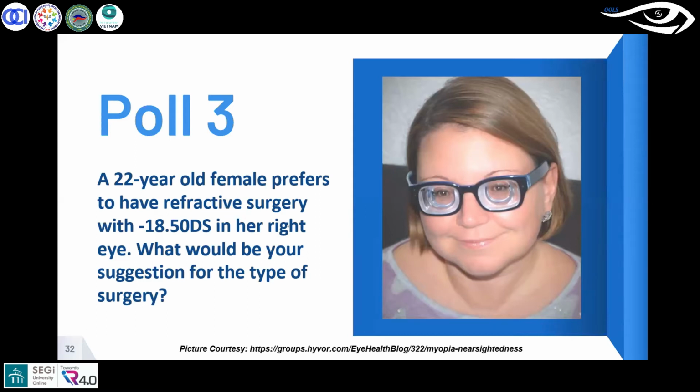Quite a mix between implantable collamer lens, ICL, and femtosecond LASIK. 48% want to go for ICL. About 40% say they would probably recommend femtosecond LASIK, and 12% say smile refractive surgery.